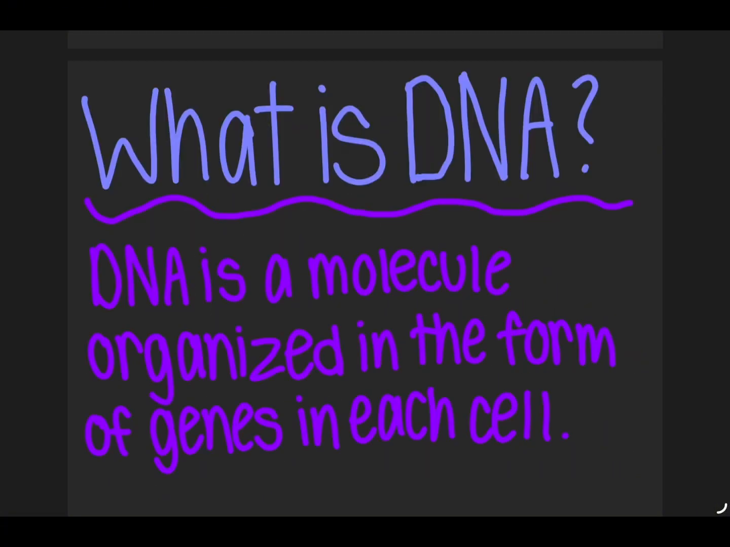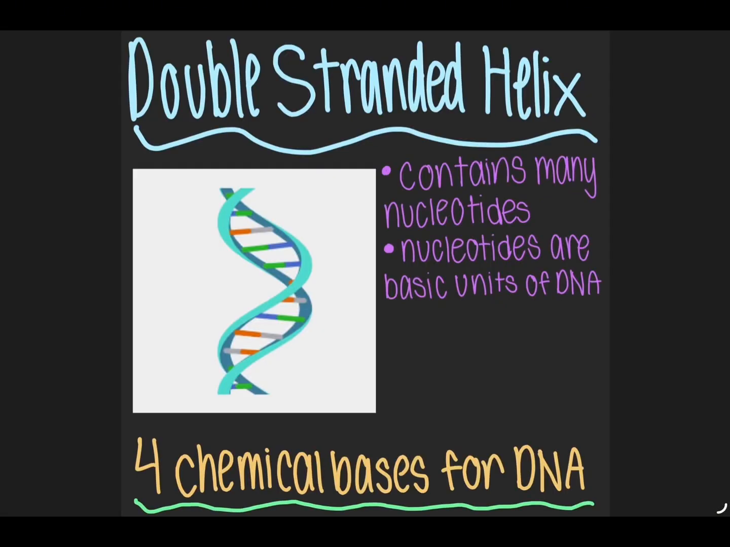So what is DNA? DNA is short for deoxyribonucleic acid and is a molecule that's organized in the form of genes located in the nucleus of each cell. It's a double-stranded helix of nucleotides that contain the genetic code of the individual. So basically, a double-stranded helix looks like this, and it contains many nucleotides.